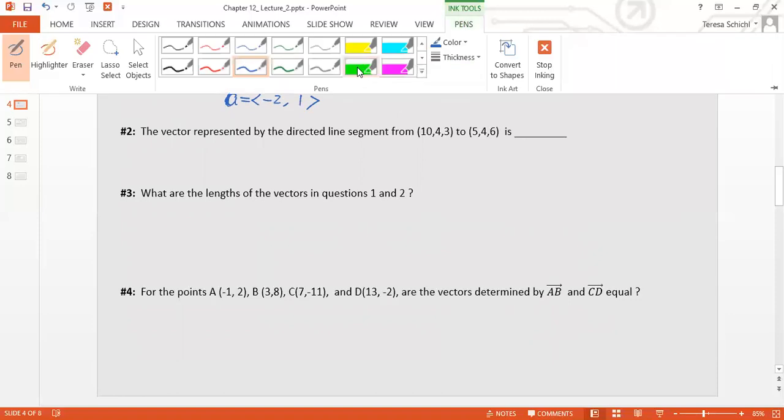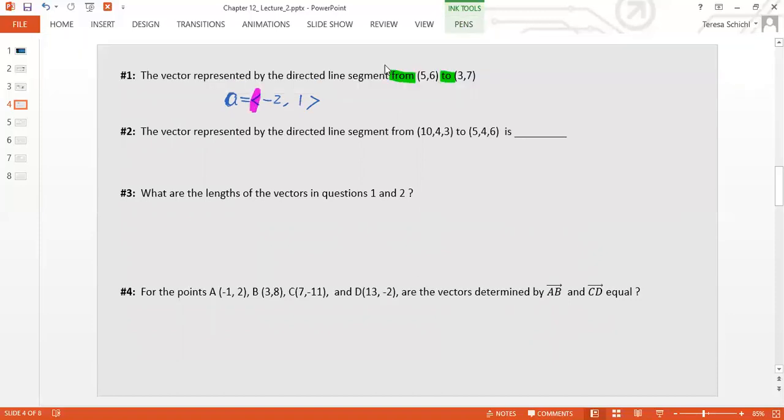So this is the notation: we use the angle brackets, less than and greater than signs, for vectors. If you use parentheses, that's a point. Then problem number 2 is also a directed line segment, this time in R3, from this point to this point. What is the vector? You use the terminal point minus the initial point. So it's (-5, 0, 3). It's super easy.